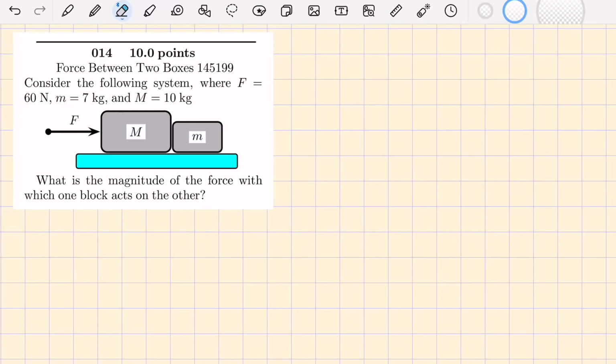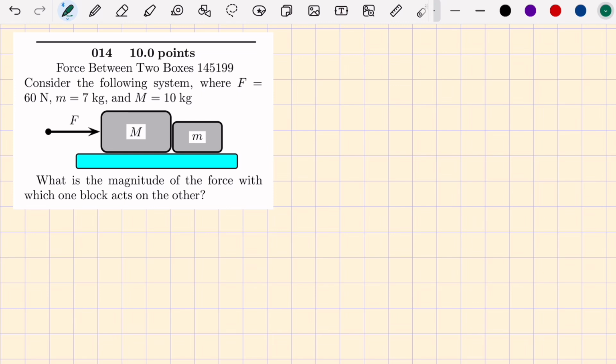Okay, so this problem deals with force pairs. It says, consider the following system, where force F equals 60 Newton, mass lowercase m equals 7 kilograms, and mass capital M equals 10 kilograms. What is the magnitude of the force with which one block acts on the other?